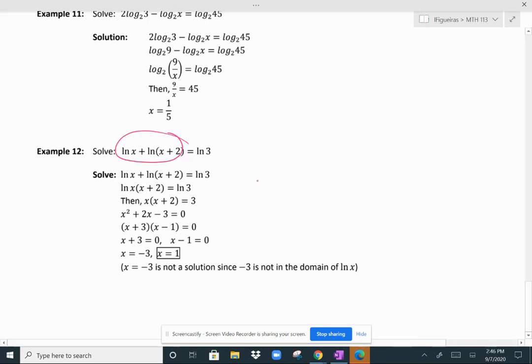And just like before, you can check it. You could have checked all of these. Is ln of 1 plus ln of (1 plus 2) equal to ln of 3? Well, ln of 1 is 0, and this is ln of 3. So the left side equals the right side. So 1 checks out. -3 is undefined.